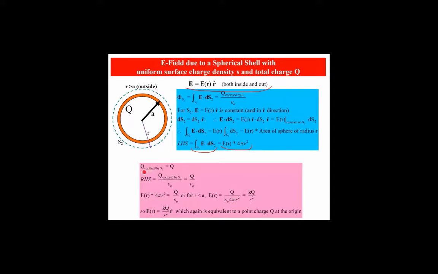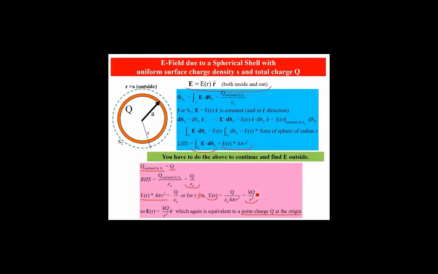Well, the right-hand side, which is the Q enclosed by S2, is the total charge on the sphere. So the right-hand side then is just Q over epsilon naught. So equating the left-hand side with the right-hand side, which is for r greater than a, we have the magnitude of the E field is just Q over epsilon 0 4 pi r squared. So we just brought this over on the right-hand side. And so that, in terms of K, is KQ over r squared. We end up then with the point charge expression for the E field. If we're outside of this spherical charge distribution, we'll end up getting the behavior of a point charge.